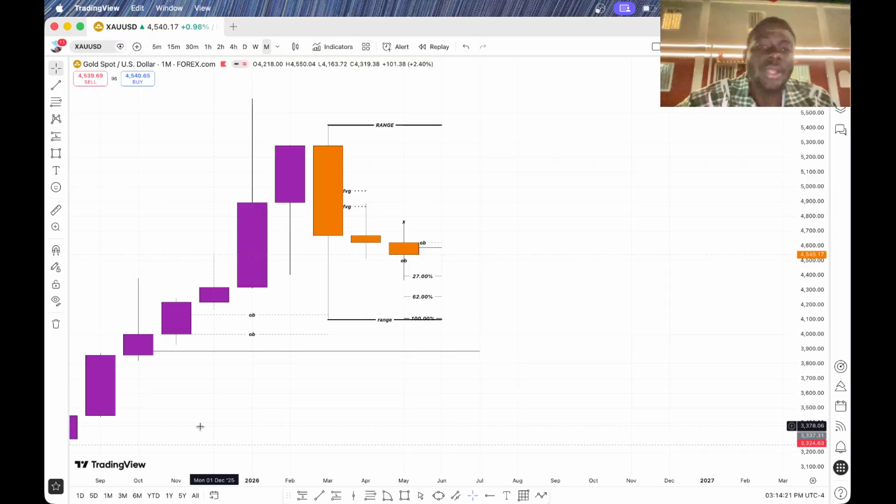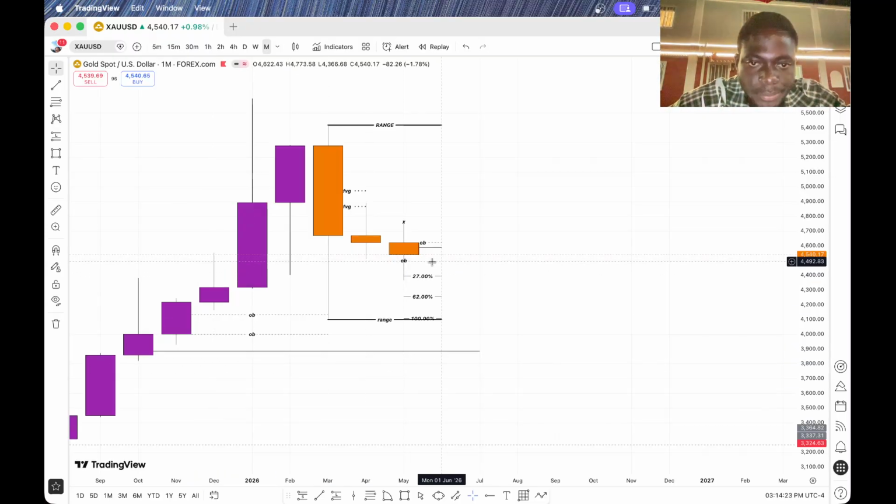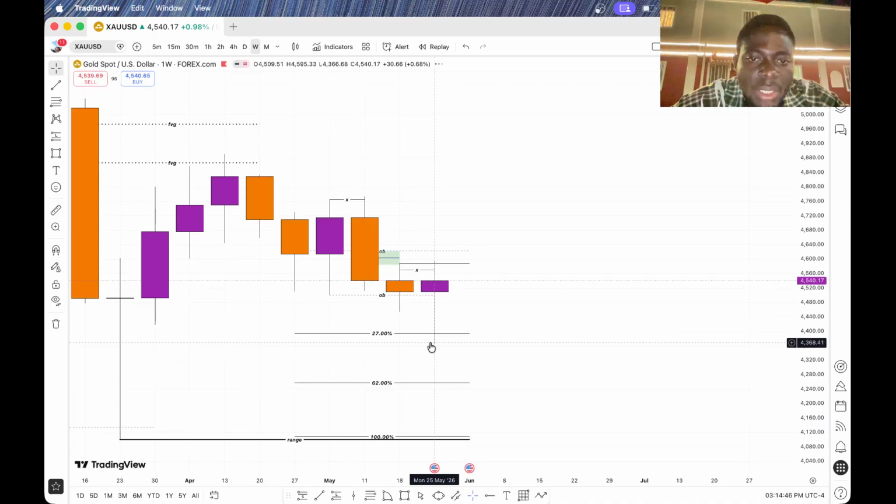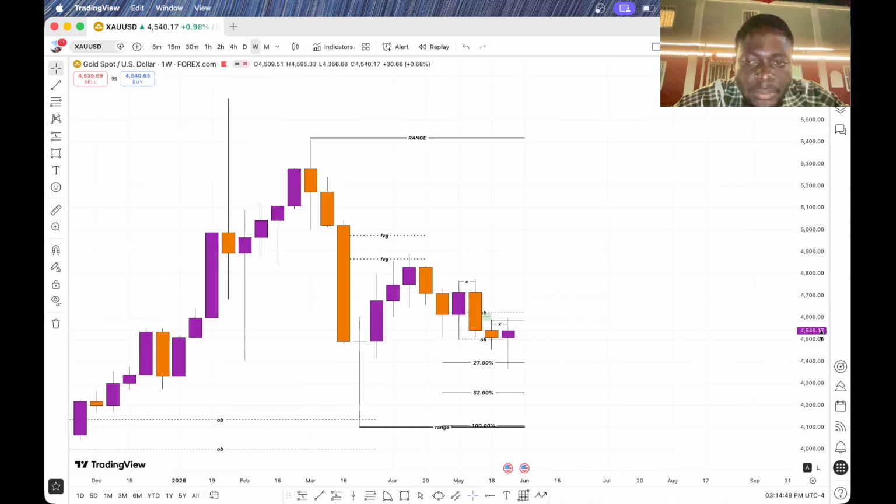So on the XAUUSD chart, on the monthly chart, price has swept the previous month, which is April's low, and that's May's candle. May swept April's low, and then June is about to open. So it's giving me the indication that June will open and tear down. But let's go on the weekly time frame and let's see what's happening.